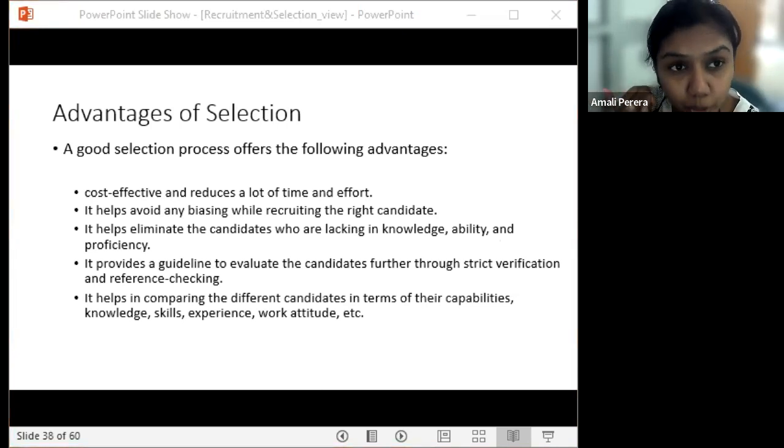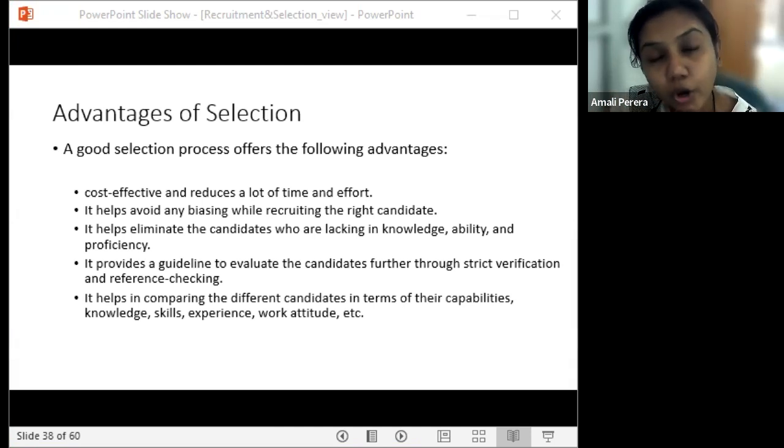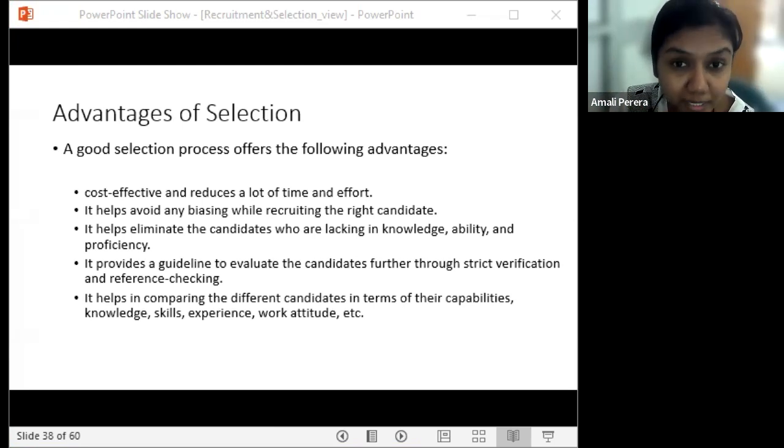As you all know, the recruitment and selection process is very costly. To have an effective, successful selection, we need a properly planned selection procedure. In the coming slides, you'll learn about the selection procedure. If we follow only the recruitment procedure, there is a high chance of not getting successful results through the interview process. Therefore, we need a selection process.